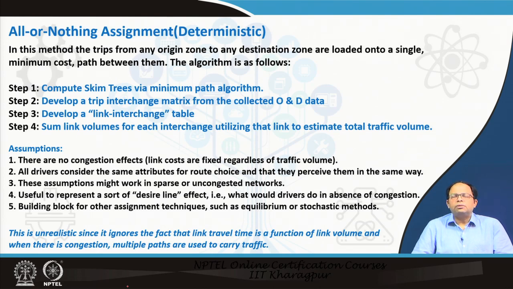I will explain it to you using an example, and as you can understand, this is a little bit unrealistic since it ignores the fact that link travel time is a function of link volume, and when there is congestion, multiple paths are used to carry traffic, because automatically the travel time in one link goes up, so another link becomes more attractive, and so some people will go into the next link, and this happens continuously until there is equilibrium.